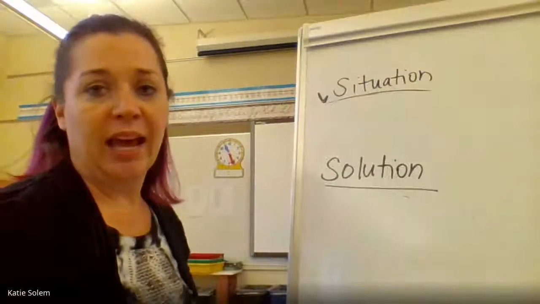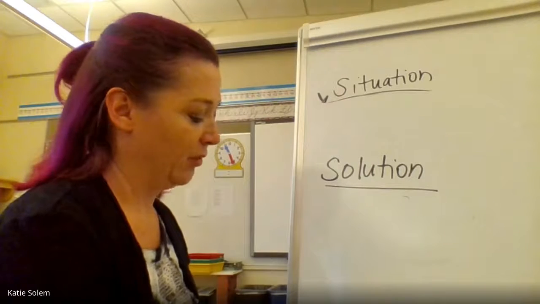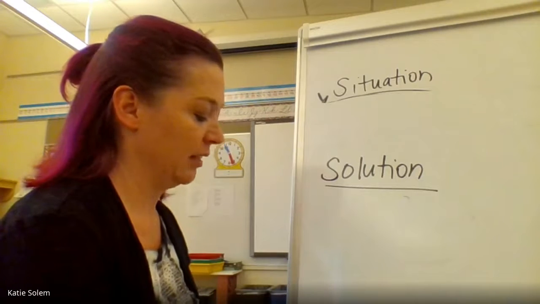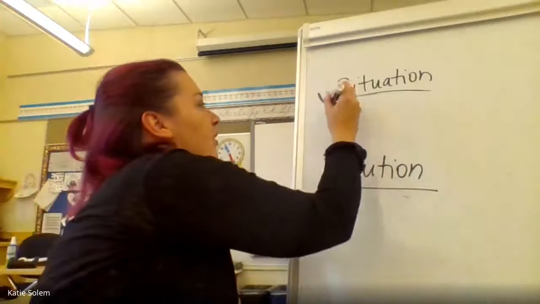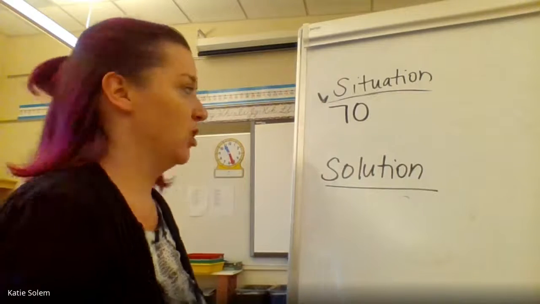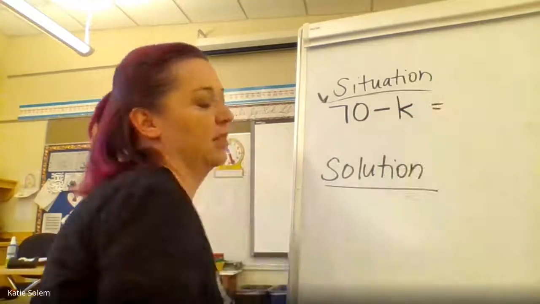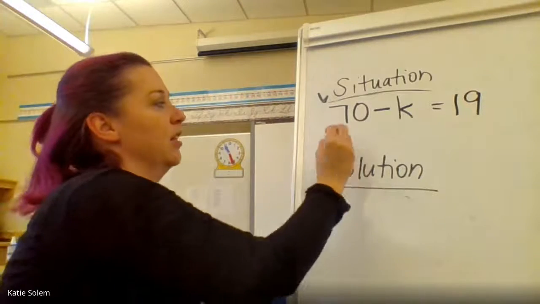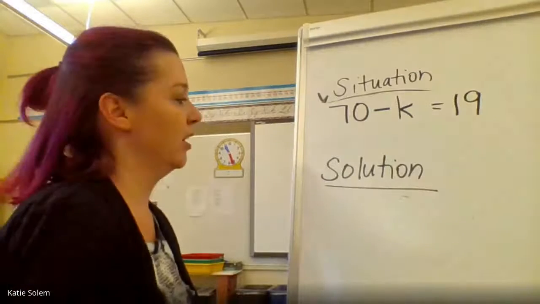Number 2 says, at noon, 70 students went to the school cafeteria for lunch. After 15 minutes, 19 of those students remained. How many students left the cafeteria during that time? So we know that at noon there were 70 kids in the cafeteria. We know that a certain amount left. We don't know how many, so I'm going to say minus K for kids. And then there were 19 of them left. So I need to think, okay, 70 minus something equals 19. How would I figure that out?